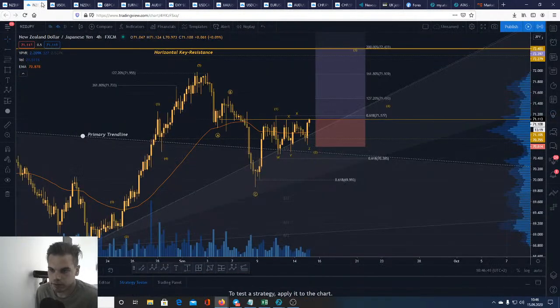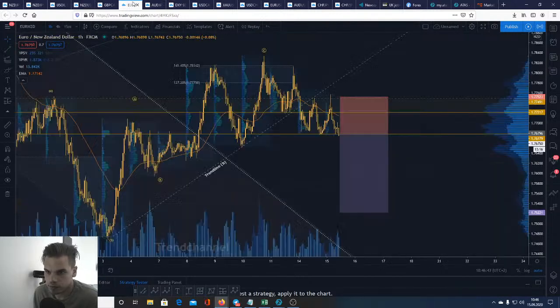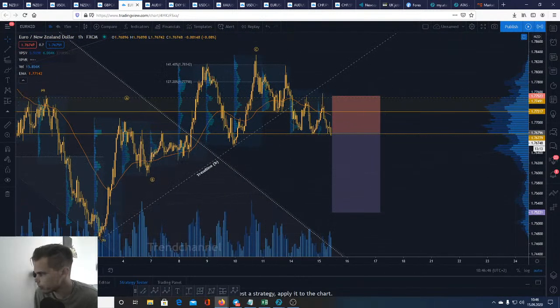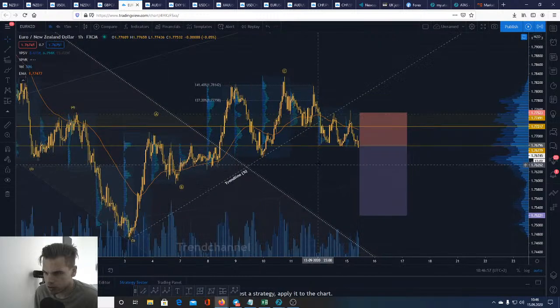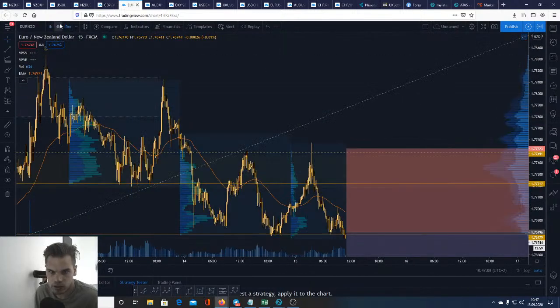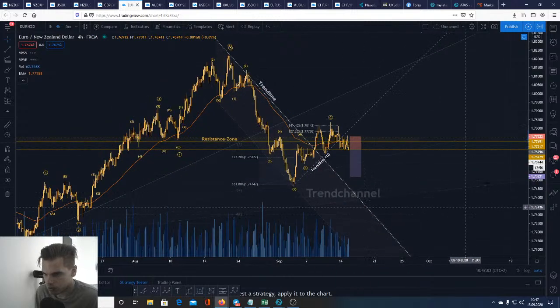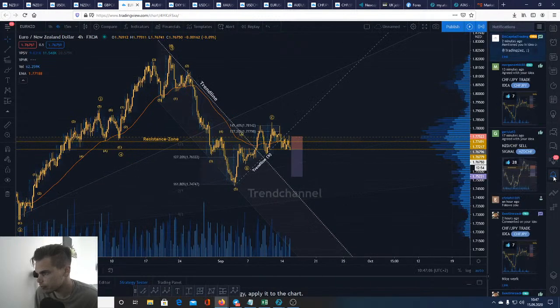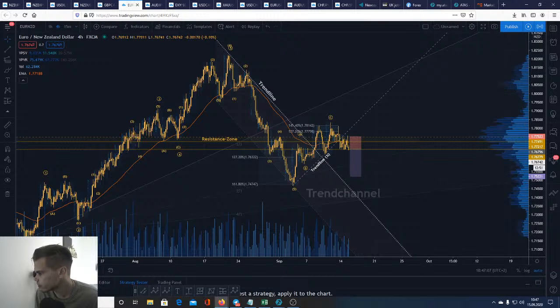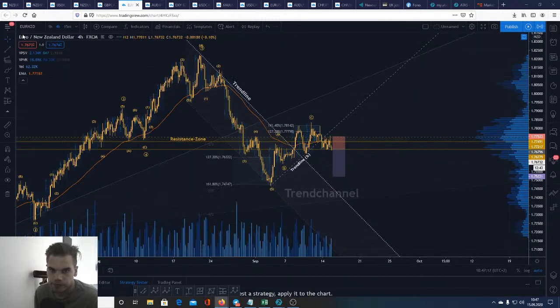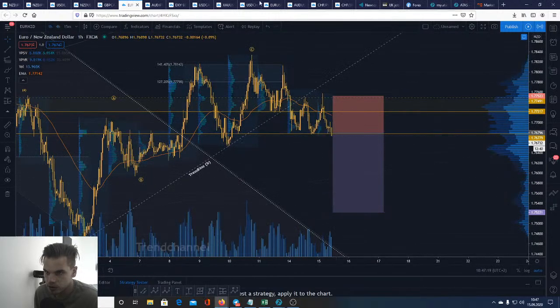Euro NZD actually moving down. This is such a great short, but I don't want to add too much risk right now. This will be a Euro NZD short setup. If you guys are willing to execute it, do it. Yeah, Euro NZD looks good.